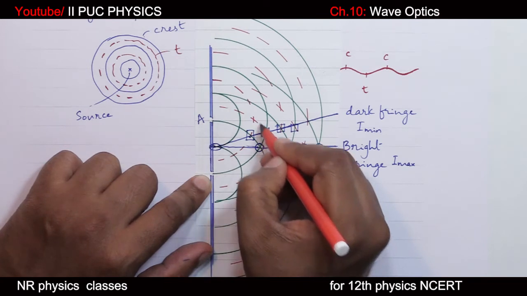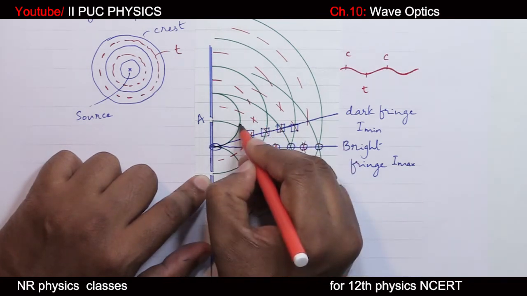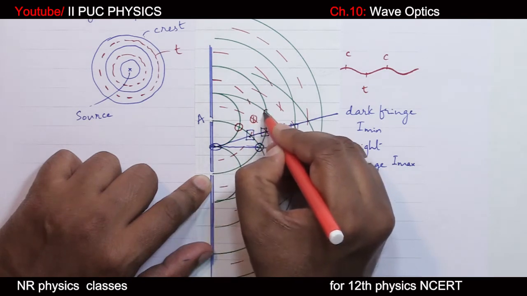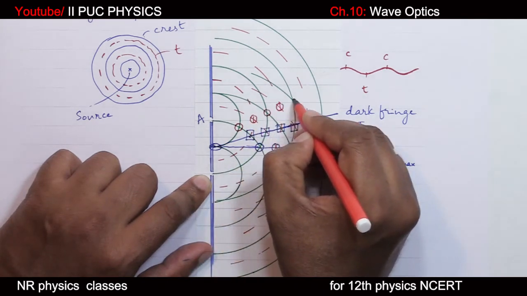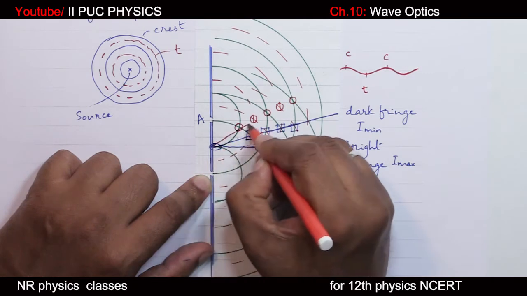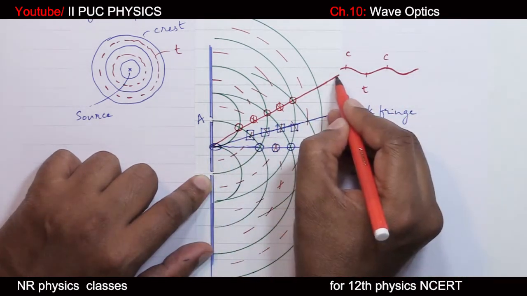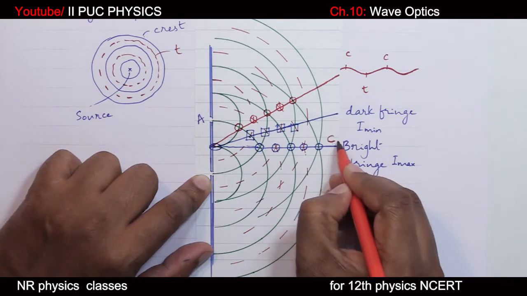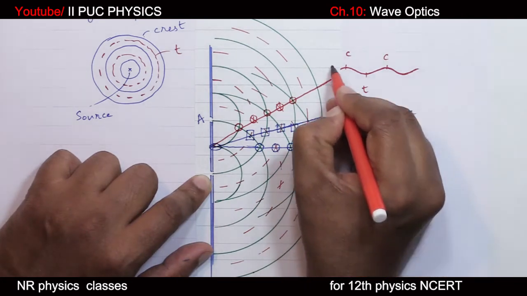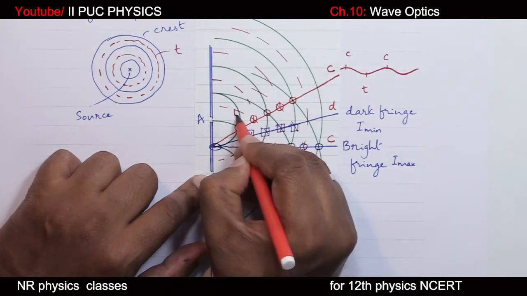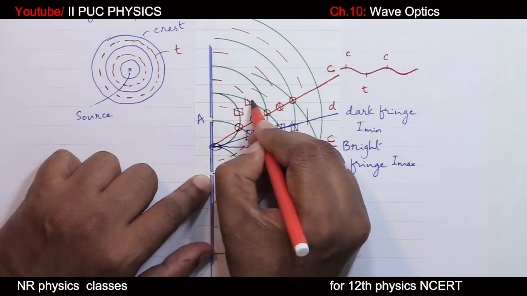Next, let me move sideways. Again we can say crest on crest, trough on trough, crest on crest, trough on trough, crest on crest. This results in constructive interference. So constructive interference, destructive interference, constructive interference. Again here crest on trough, trough on crest.